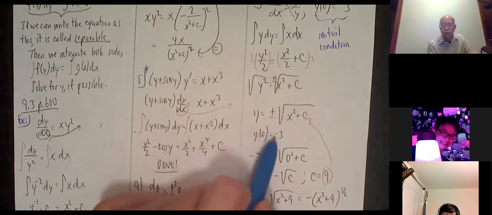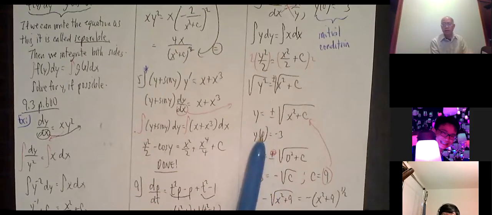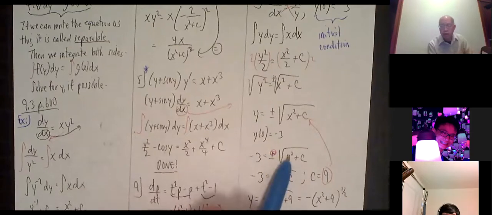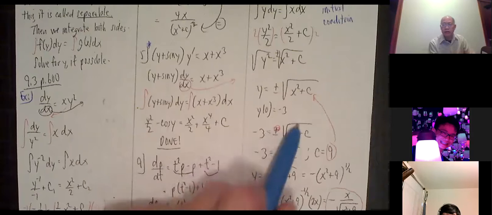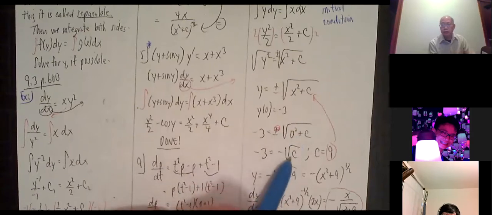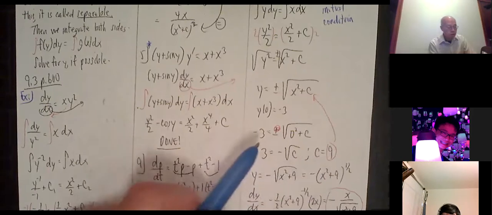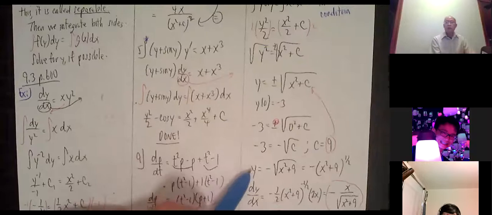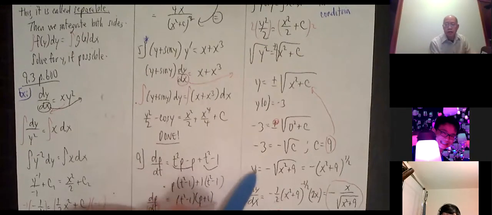Okay, so y of 0 equals -3. If you want to know how to read that, cover this up, and it says y equals -3. Okay, so that means that's x. So 0 goes here, -3 goes here. So -3 equals negative square root of 0 squared plus c is c. Square both sides, c is equal to 9. All right, so we got it. So the one and only one function that works is y equals negative square root of x squared plus 9.